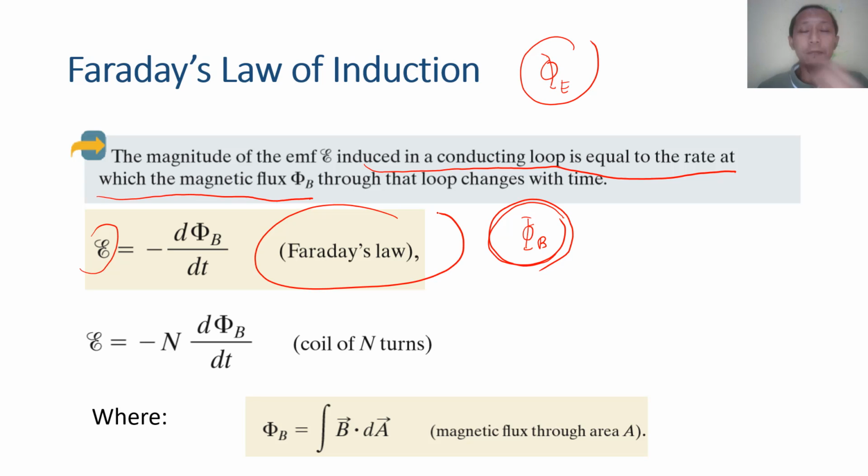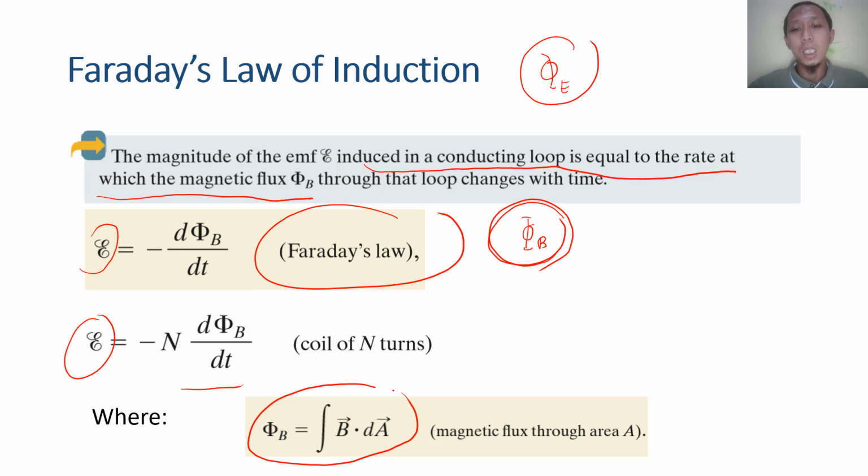And if we have a coil with some turns, the EMF will change depending on the number of turns of the coil. So EMF is equal to minus N d magnetic flux per dt, where the magnetic flux is the integral of B dot dA. It's like the electric flux, the integral of E dA, right? This is the electric flux.